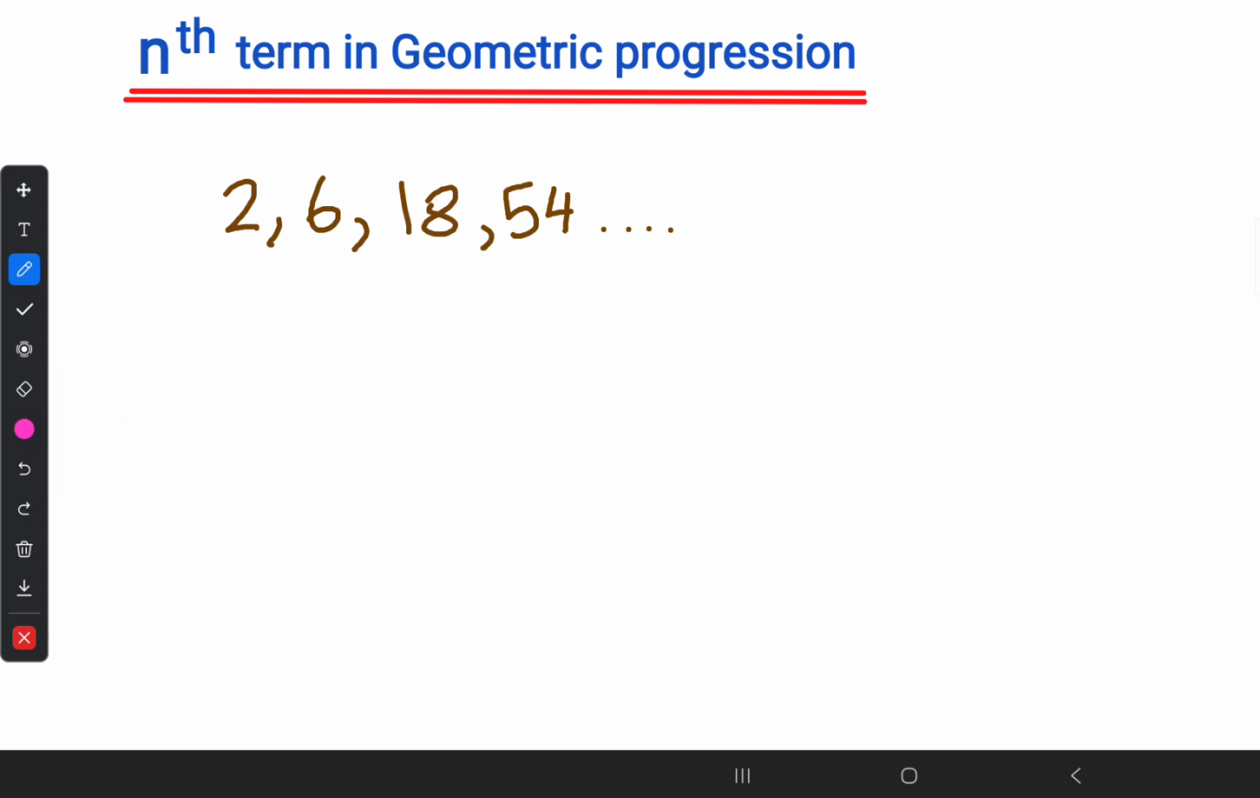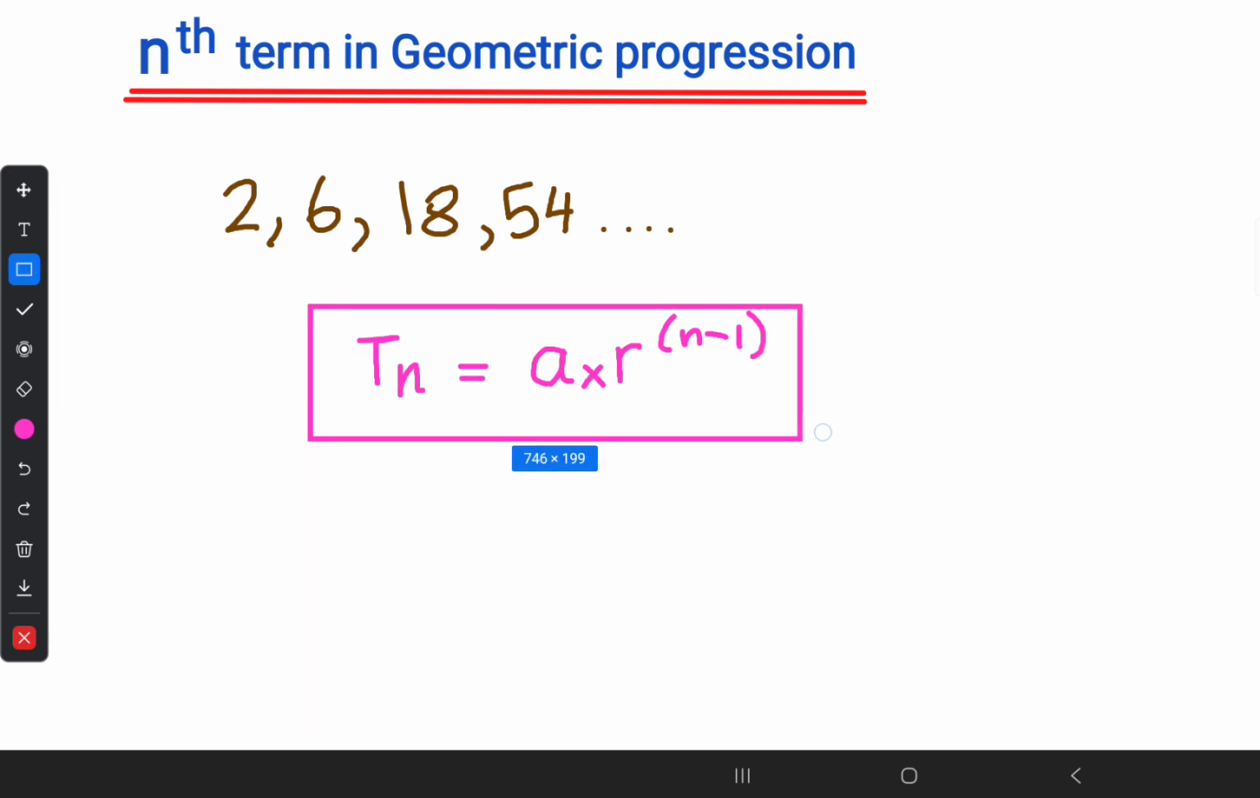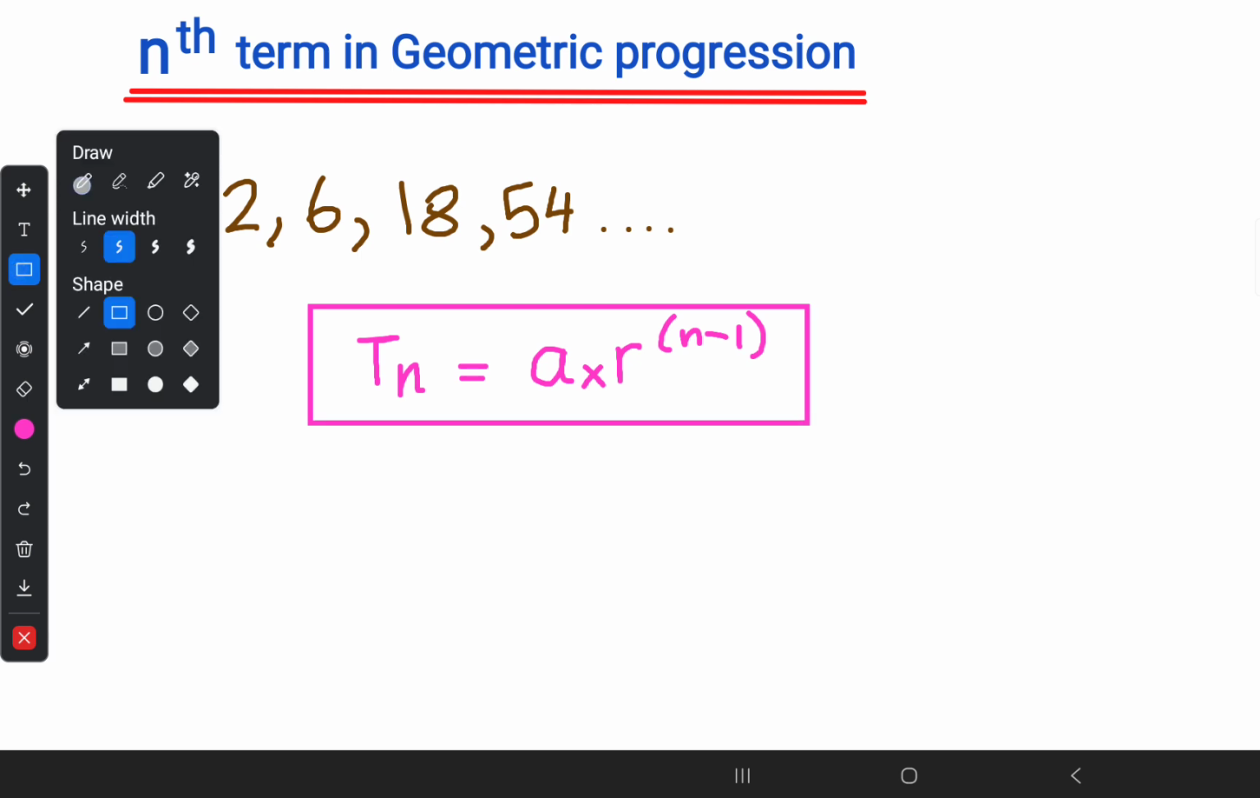First what we can do is the Tn, nth term. So we can use Tn notation to indicate the nth term. For that there is a formula: A into R times, this dot is indicating multiplication, A into R to the power of n minus 1. This is the formula. A into R to the power of n minus 1. By using this formula, we can find Tn of a geometric progression.